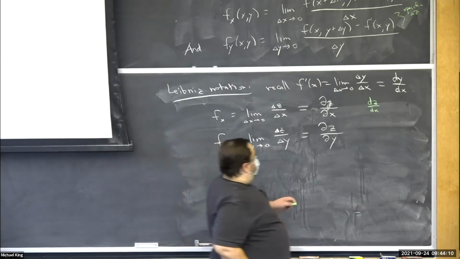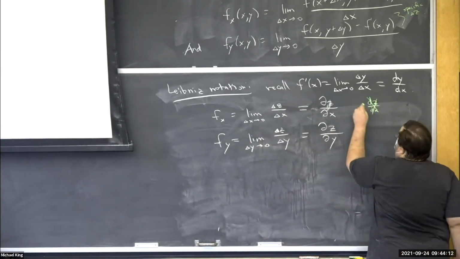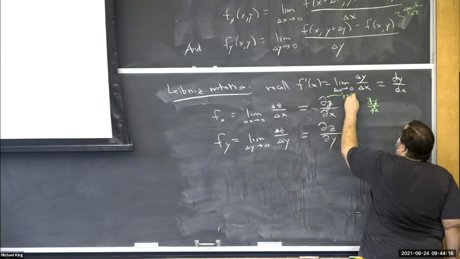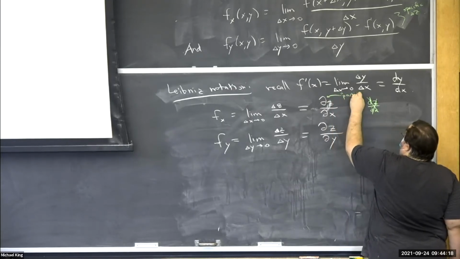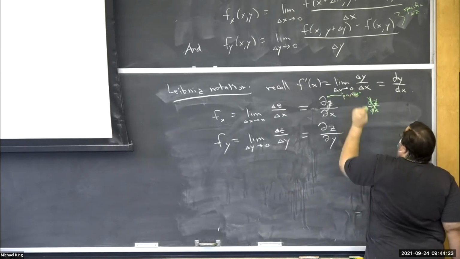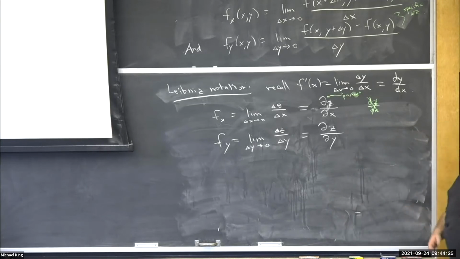And so we don't write this. This is called a partial. People write partial z over partial x. So people say partial z, partial x.